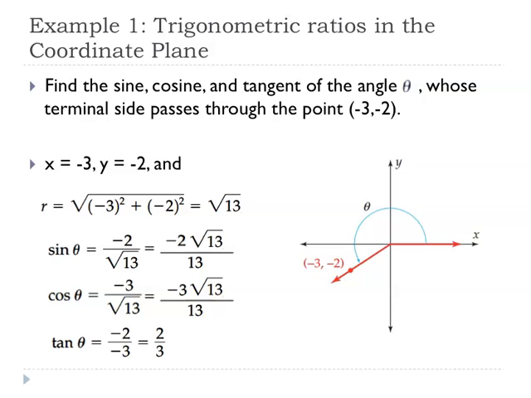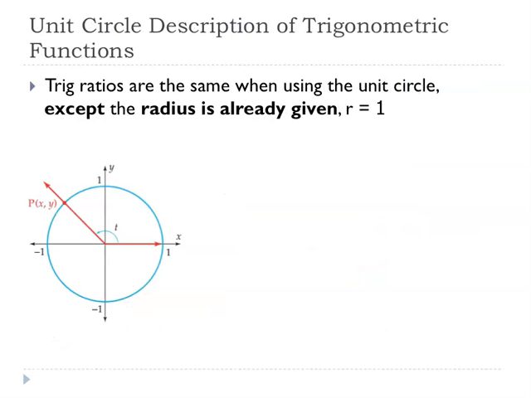Now, in particular, we're going to also be working with the unit circle. When we are working with the unit circle, those trig ratios that we just went over are going to be exactly the same, except that the radius is actually already given to you. So when we're working with the unit circle, we know that the radius is equal to 1. So that's actually a little bit easier, because now you don't have to solve for r.